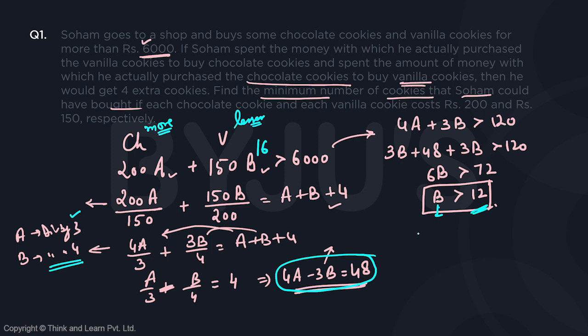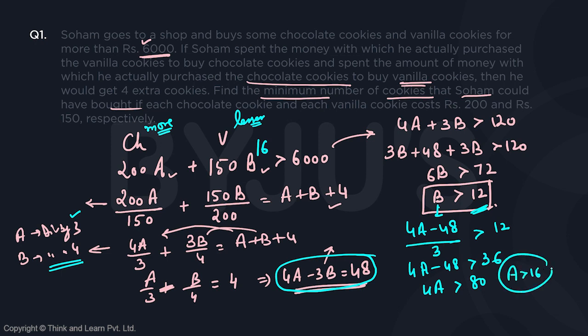So let's put it here. It gives me 4A minus 3B is equal to 48, so 4A minus 48 divided by 3 is the value of B. That should also be greater than 12. This gives me 4A minus 48 should be greater than 36, or 4A should be greater than 80, or A should be greater than 20.